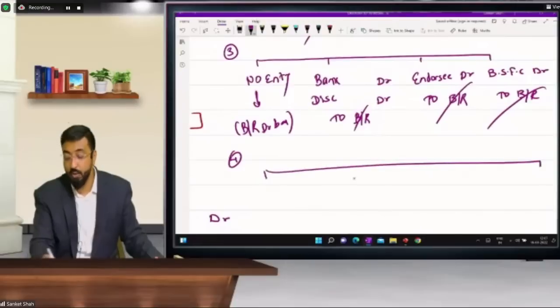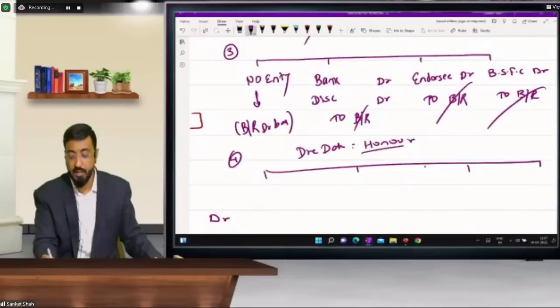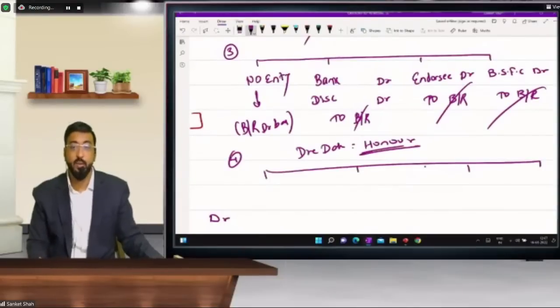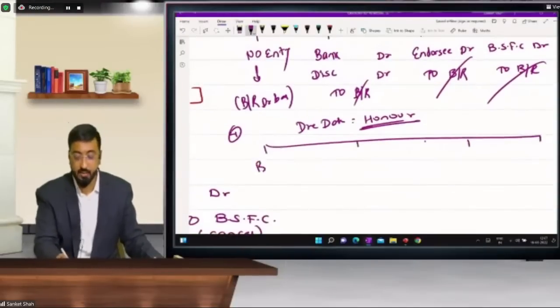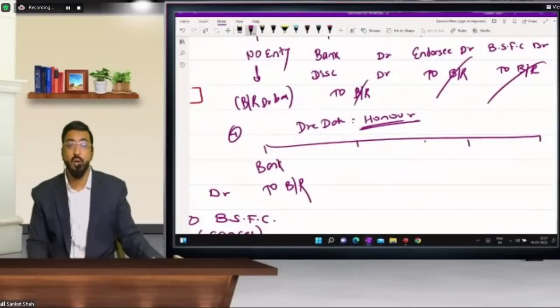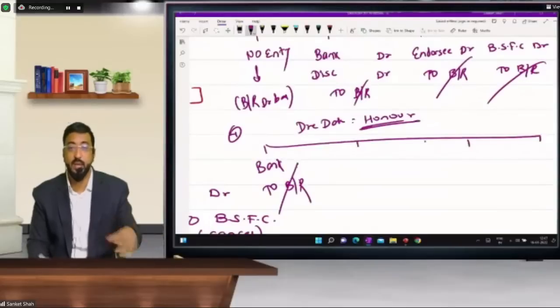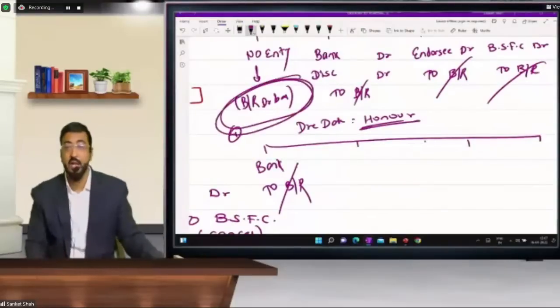In case of due date, after 3 months, the bill is honored on due date. Yes, I will get money. So bank account debit to bills receivable. Bills receivable is getting cancelled and bank balance is increased, because the bill is with me and bills receivable is showing debit balance. So the bill is getting cancelled. Bank account debit to bills receivable.